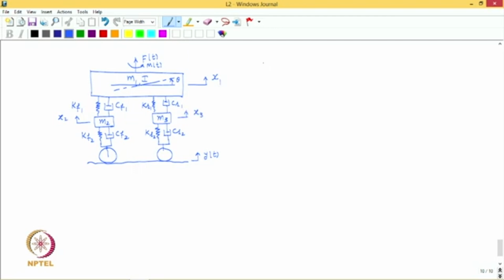So you can see, if we are trying to predict the bouncing and pitching motion, we now have a 4 degree of freedom model, where x1, x2, x3 and theta are the 4 degrees of freedom.